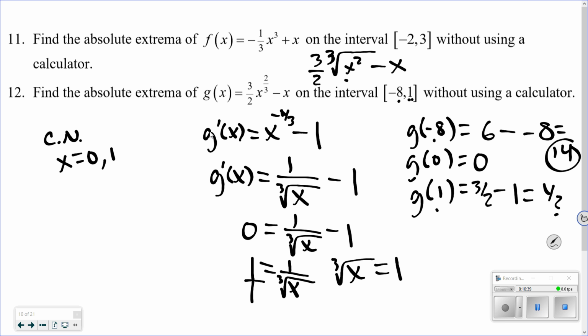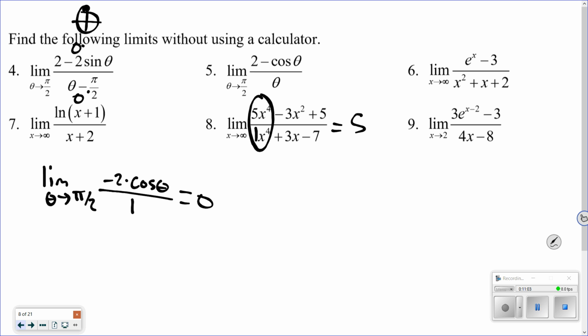Now, if it says find the absolute extrema, it wants the y values. The absolute max or minimum is the y value. So we'd say the absolute maximum is 14. The absolute minimum, did I say a half? Sorry, the smallest or the lowest it gets is 0. So the absolute minimum would be 0. So absolute max of 14, absolute min of 0 on there. Okay, so make sure you review over that. You can look at section 4.3, finding absolute maximums and absolute minimums.